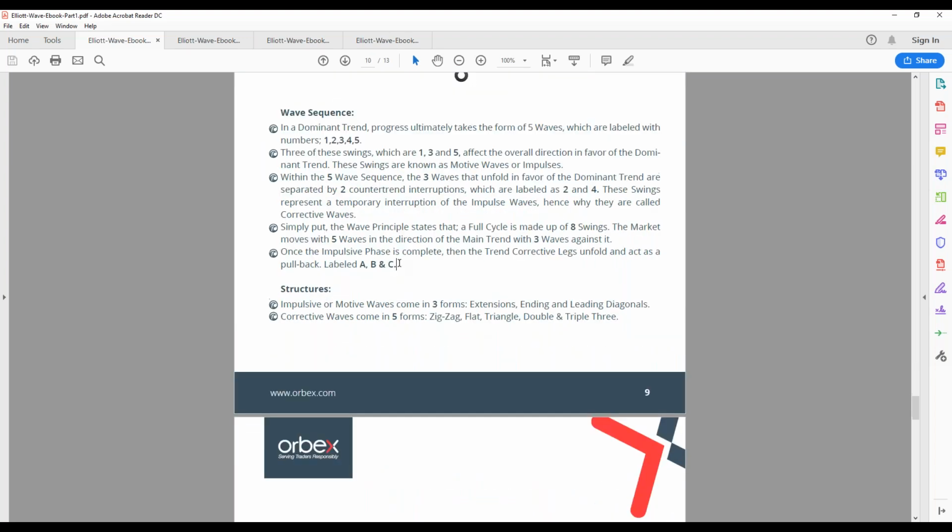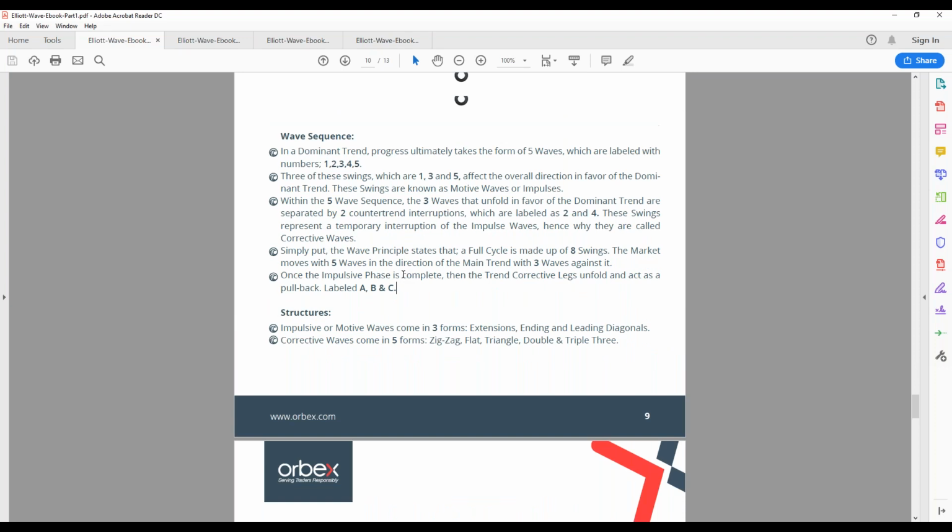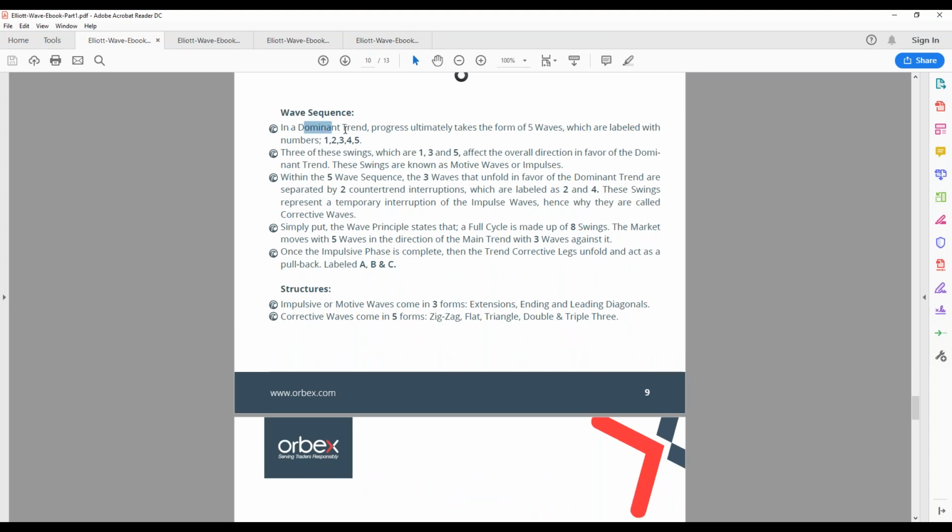Now, I am mentioning some things here. As I said, a dominant trend is formed out of 5 waves, because it needs to make progress. It is destined to make progress, and in order for the market to make progress in favor of this dominant trend, that implies a rally, something that we see in wave 3 and also in impulse waves, because an extension can occur in either wave 1, 3, or 5, depending on the form.